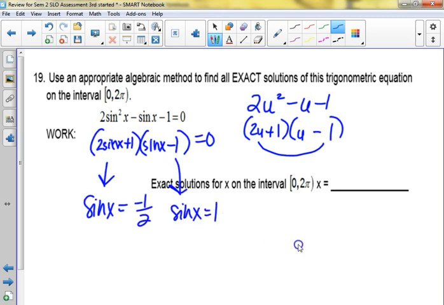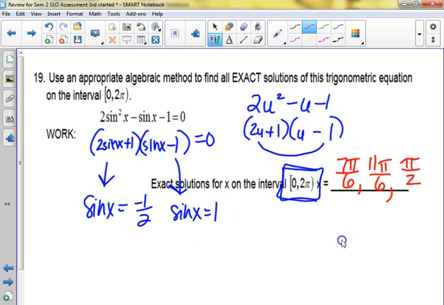Okay, this says exact solutions, all of them between only 0 and 2 pi. We don't need a plus or minus 2 pi n, right? Okay, where's the sine -1/2? 7 pi over 6 and 11 pi over 6. How did I do? Okay. And the sine is +1 at pi over 2. Is that it? 3 answers? That's kind of weird. That's right, yes.